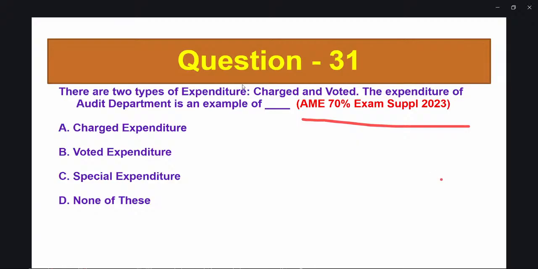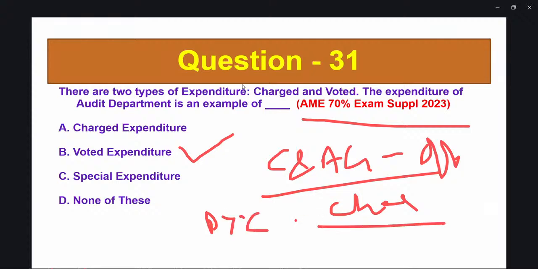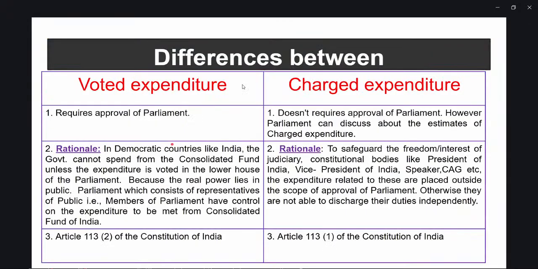This is AME supplementary exam. What is audit department? Is it voted or charged or special? Yes, it is the voted. Please check this: C&AG and office is the charged, including deputy C&AG also. Only charged. The audit departments in the zonal railways, it is the voted expenditure. Okay.